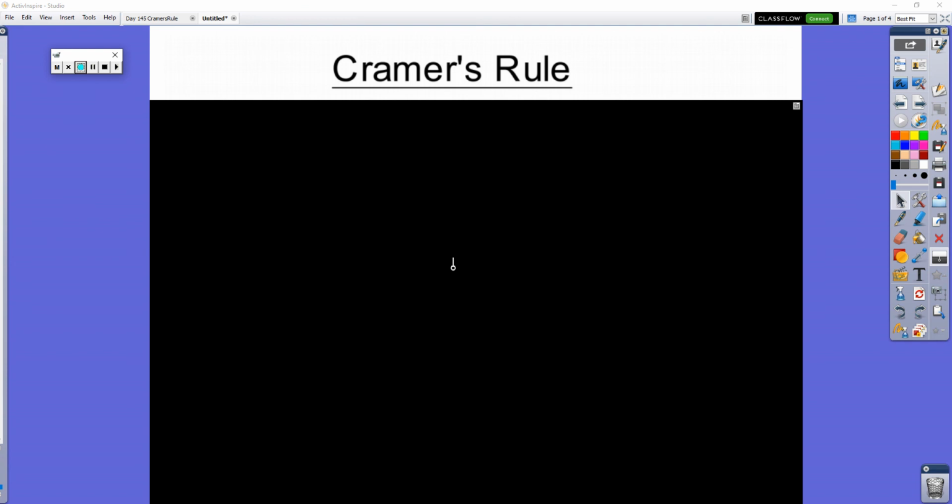So in yesterday's notes, we learned how to do something called determinants. And determinants are a single number that you get from a matrix by multiplying along its diagonals. Today, we're going to learn the application for what you do with determinants. It is something called Cramer's rule.